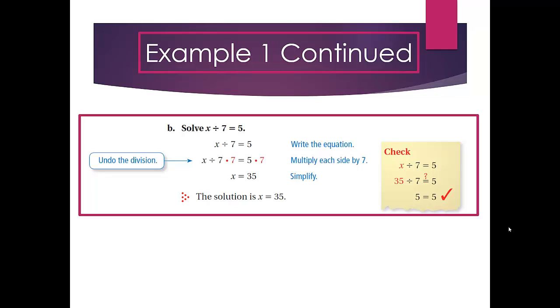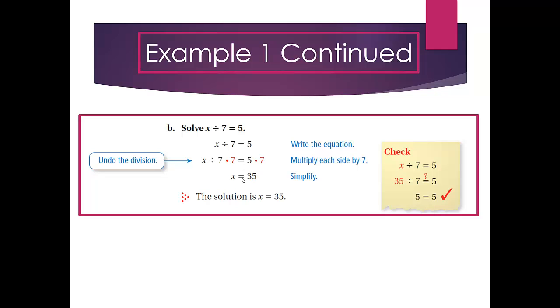For b, we're solving x divided by 7 equals 5. If we are dividing by 7 in the problem, we're going to do the opposite, which would be to multiply by 7. If we start out with a number and we divide it by 7, and then we multiply it by 7, these basically are canceling each other out. So that's how we're just left with x. And then 5 times 7 is 35. So x would equal 35.